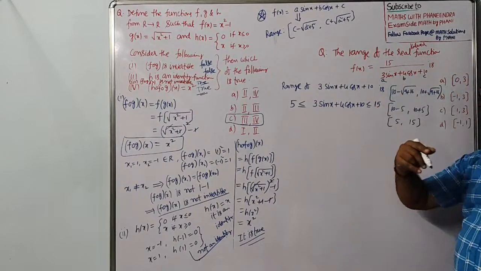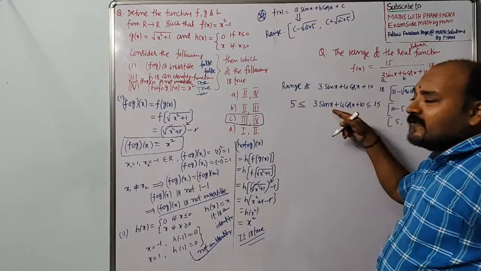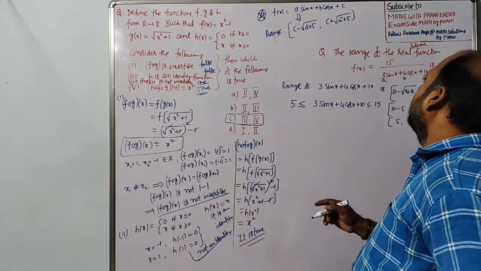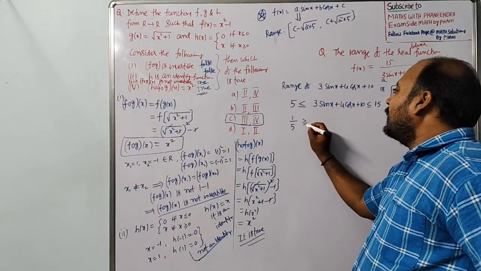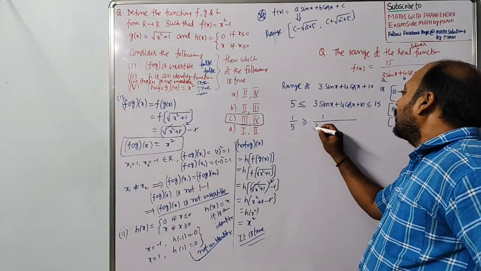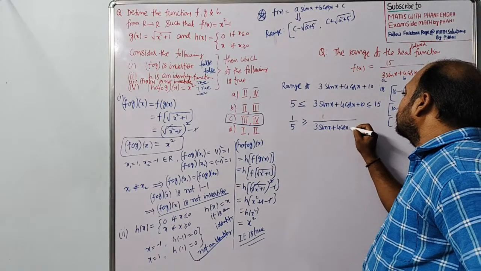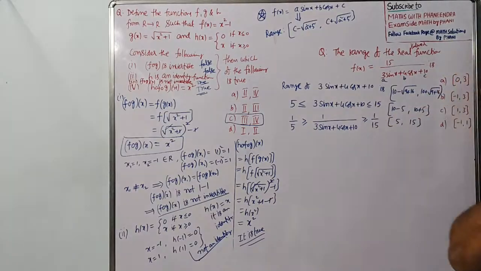But the function is in the reciprocal denominator. So whenever you write this value in the denominator, the inequality will change. So 1 by 5 is greater than or equal to 1 by 3 sin x plus 4 cos x plus 10, which is greater than or equal to 1 by 15.